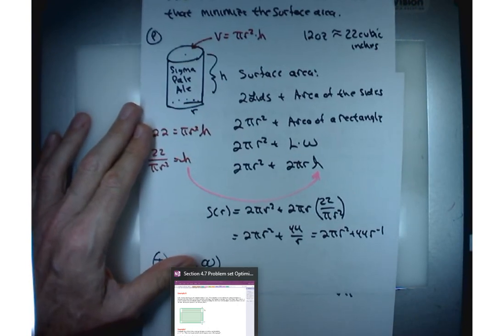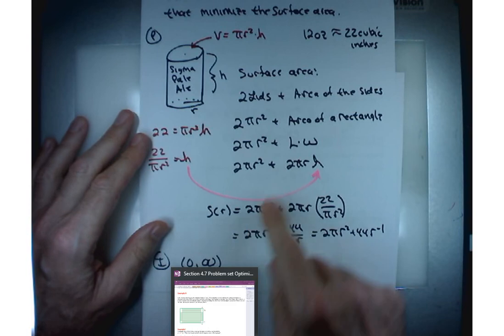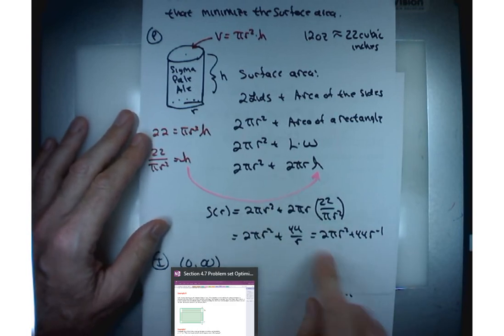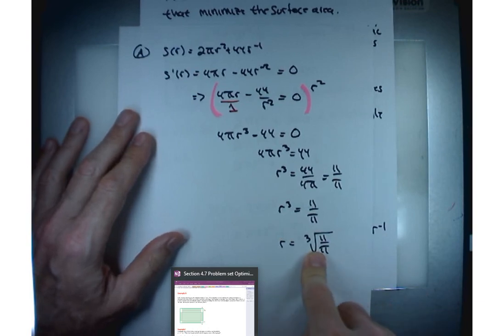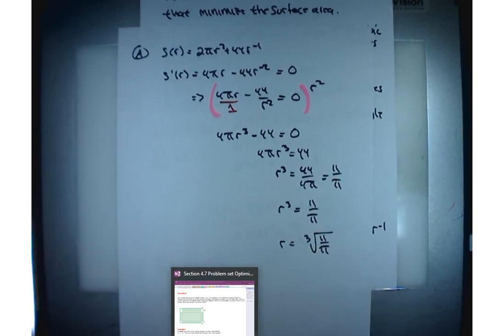So that would be the one that minimizes the amount of material that you would use in constructing that can. You can and perhaps should investigate this point with either the first derivative test or the second derivative test to make sure that that's actually a minimum point. But beyond that, no, I think we nailed it.